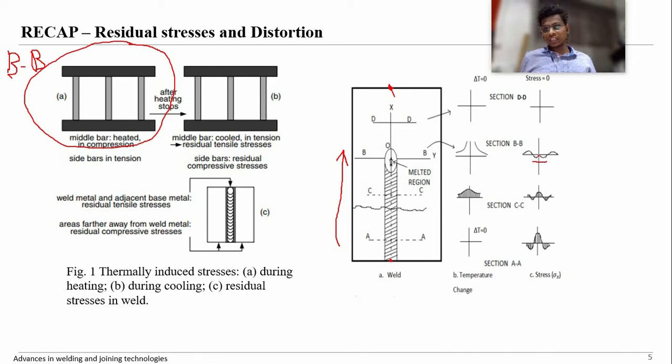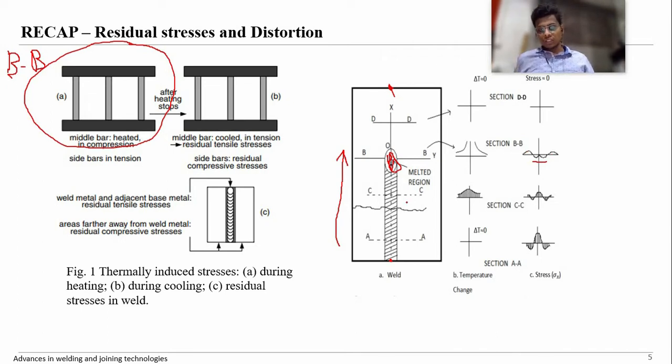Initially at the center, since it is a liquid, there is no resistance. In the mushy zone, there will be compressive stresses, basically everywhere except the center, and away from that, to balance that, there will be tensile stresses.